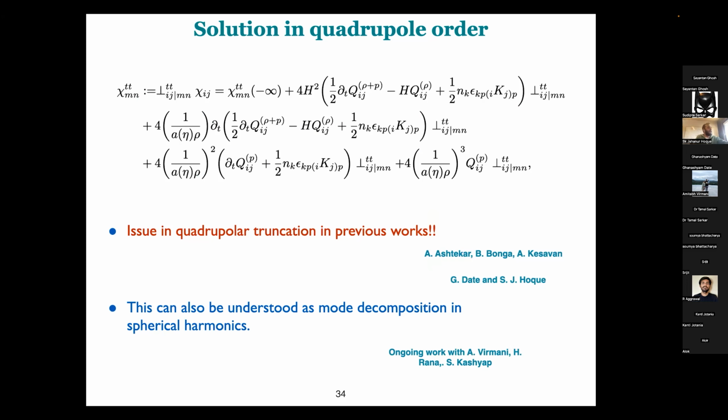This can also be understood as a mode decomposition in spherical harmonics. If you write down chi_ij, I can write it in terms of spherical harmonics and ask whether it can exactly generate the L equals 2 mode for the quadrupolar level. The answer is yes, and the answer also confirms that there are some issues in the previous works. This work is ongoing with Amitabh, Hers and Shitender.